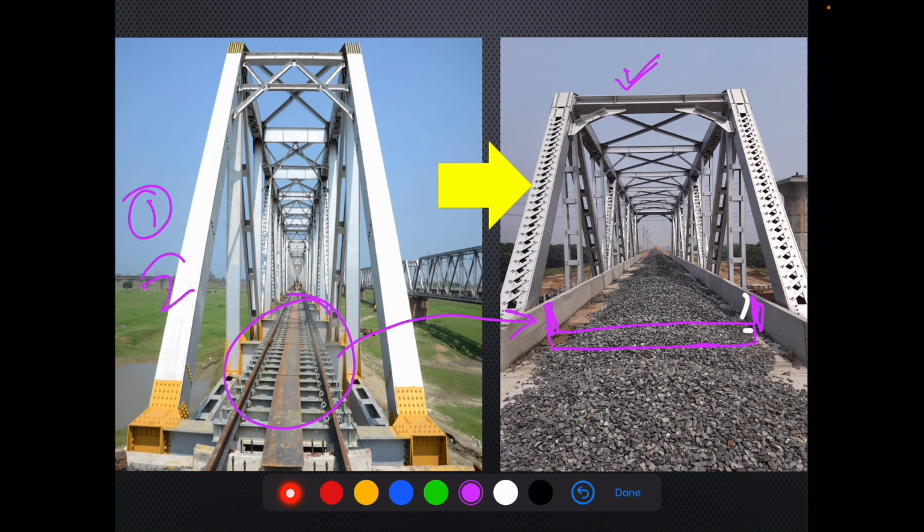The second difference lies in the load transfer mechanism.